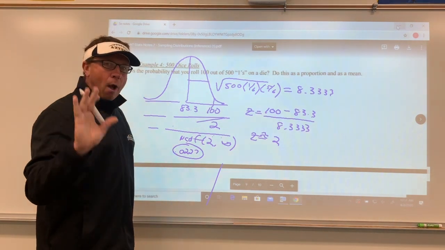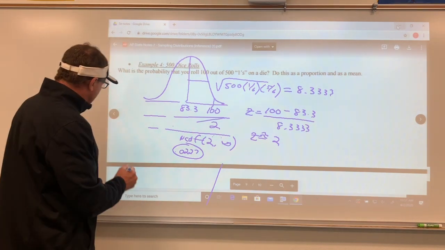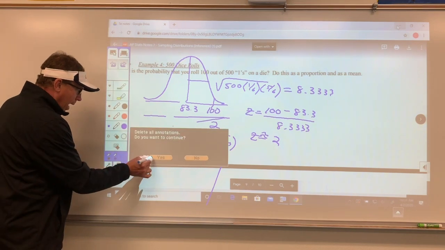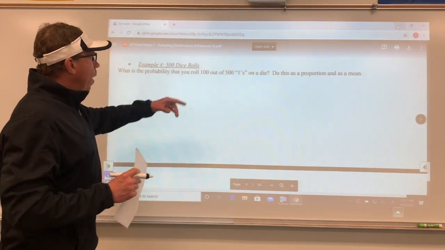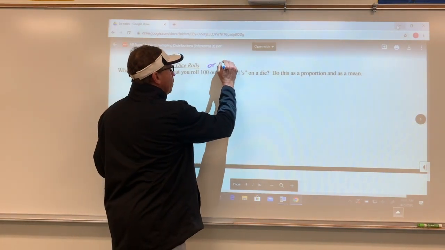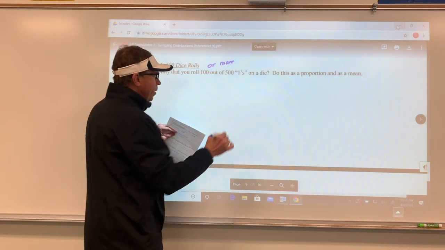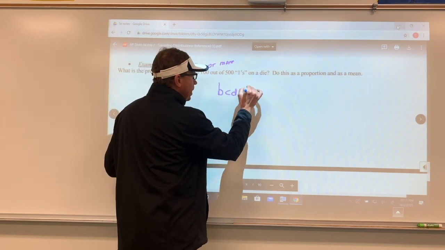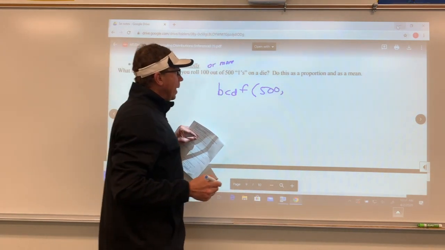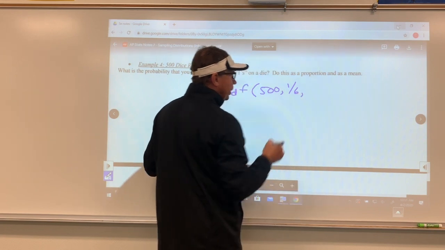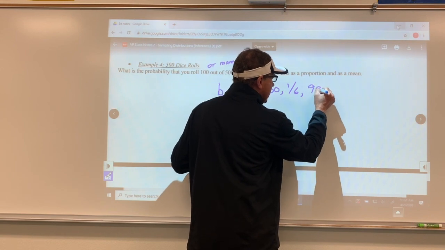Okay, so we're now going to do this as a binomial. Again, I'm reviewing chapter 6 or previewing depending on which order this is taught. This is not something you have to know for the test, but it's just great to have. So for a binomial, remember it's 100 or more, so 100 or more includes 100. So I've got to go binomial CDF, and I have 500 rolls. And I have a 1/6 chance of getting a 1. And I'm going to do 99 here.